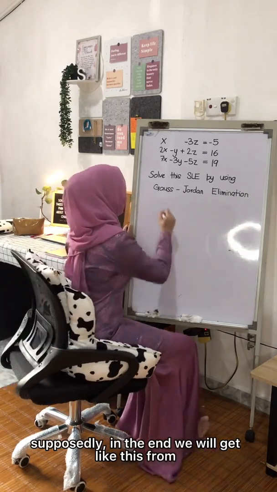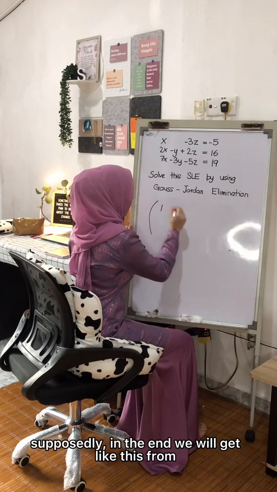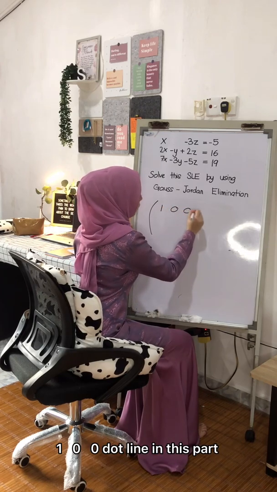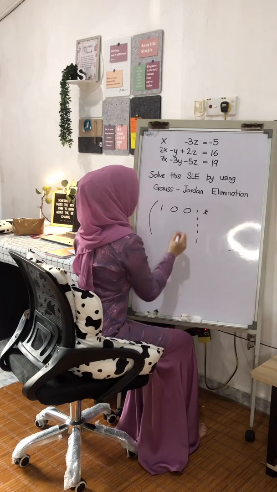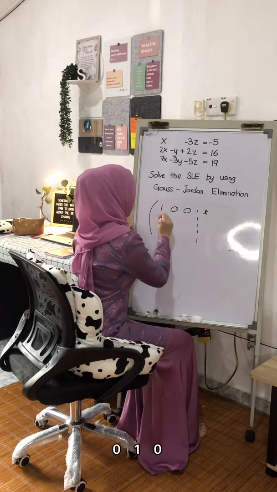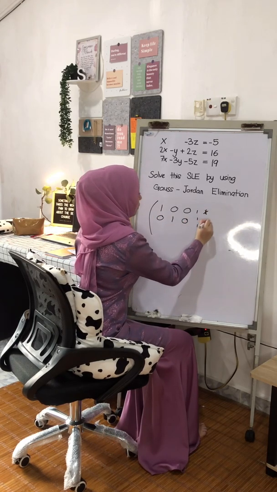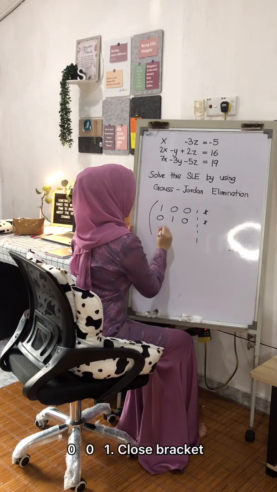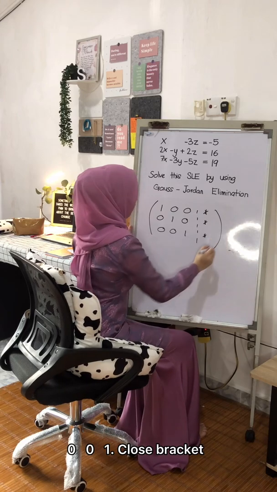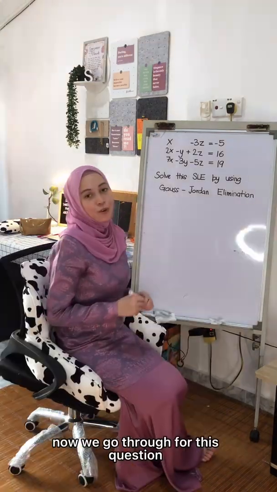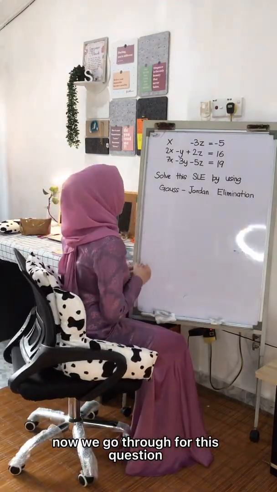Supposedly, in the end, we will get a form like this: 1, 0, 0, dotted line in this part, 0, 1, 0, 0, 0, 1. Close bracket. Now we go through this question.